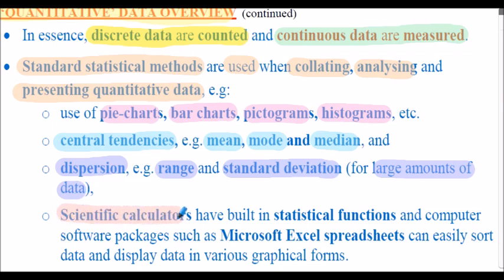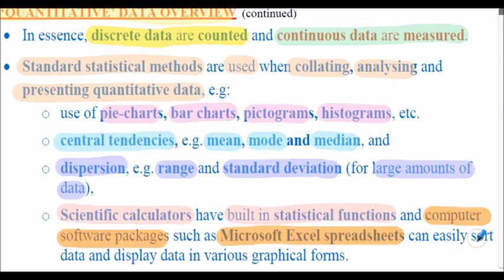Scientific calculators have built-in statistical functions, and there are computer software packages such as spreadsheets that can easily sort data and display data in various graphical forms.